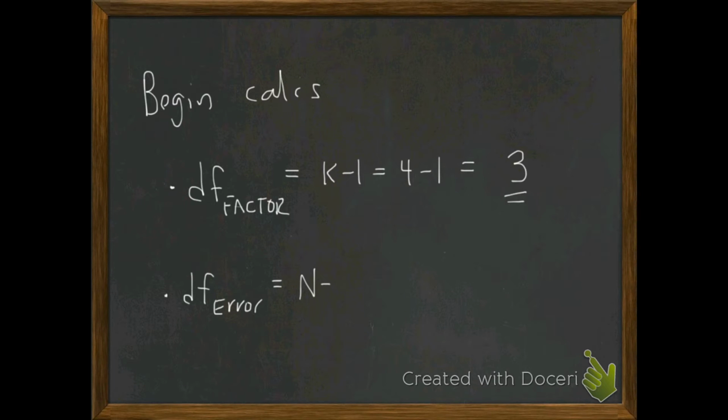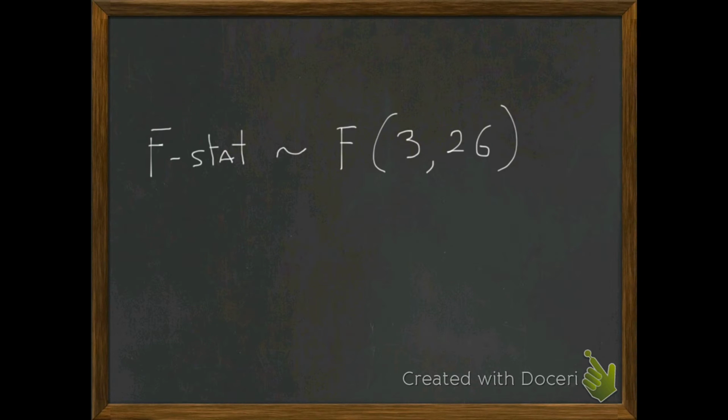And the degrees of freedom for the error term are 26. So guys, our F statistic will follow the F distribution of degrees of freedom 3, 26.